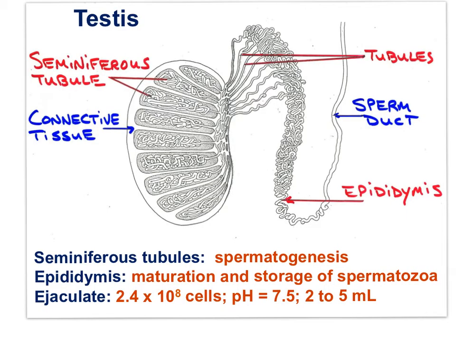With this slide, we can link together the structures in which the sperm are formed with the ejaculate released upon intercourse. Spermatogenesis happens within tubules within the testes. The tubules are called seminiferous tubules. The sperm mature over 70 days in the epididymis, seen here as more tubules, all of which converge to become the sperm duct, the vas deferens. 2 to 5 milliliters of ejaculate contains 240 million cells and has a pH of approximately 7.5.